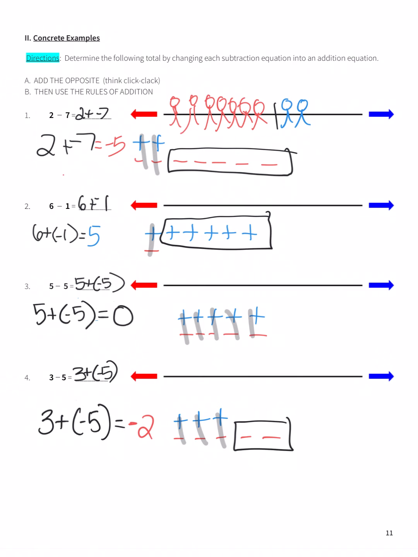It's okay if you didn't. Here we go. 5 minus 5 becomes 5 plus -5. The answer is 0. Remember, those are opposites. It's always equal to 0.